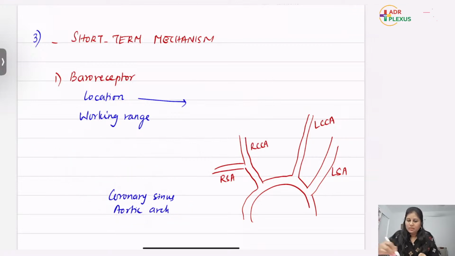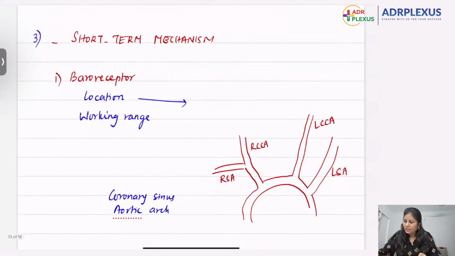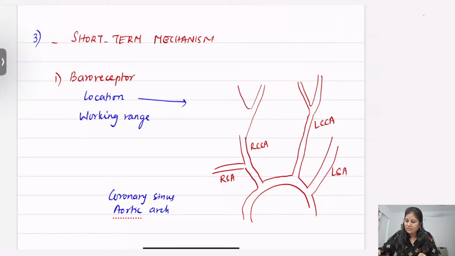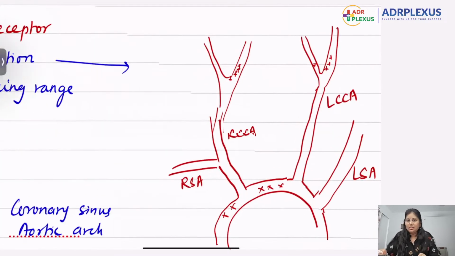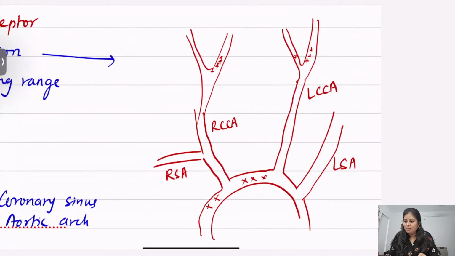So the common carotid artery bifurcates into external and internal carotid artery. Similarly here, external and internal carotid artery. Carotid sinus is here. So we have receptors here, at the internal carotid artery bifurcation. Similarly, in the aortic arch, we have receptors here. All these X marks are actually the carotid sinus baroreceptors.